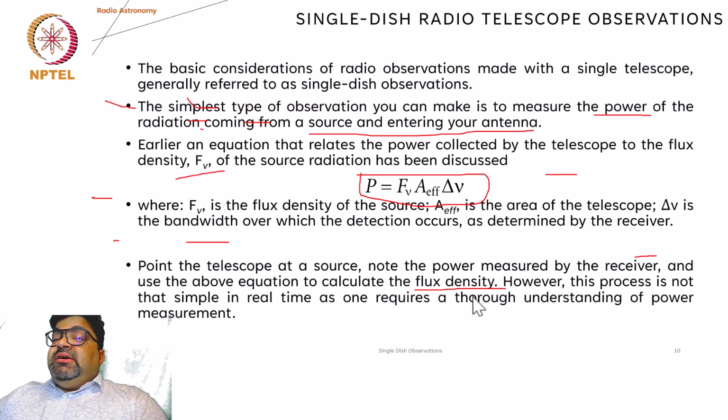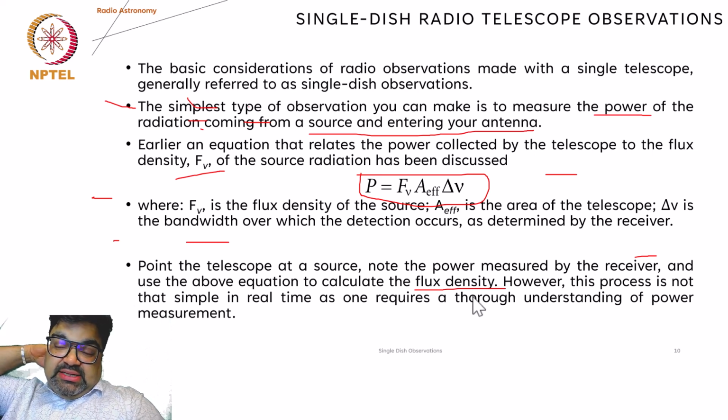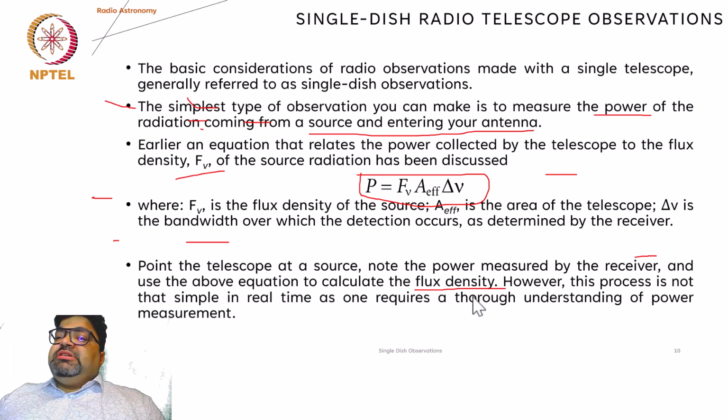Calibrations are done with blank sky, with internal loads, etc., and that gives rise to the real measurement of the power and translating that to the flux density. But from a broader perspective, this is a very simple observation. You point the telescope to the sky, to the source. We want to measure the power, the flux density of it, and you simply observe it.